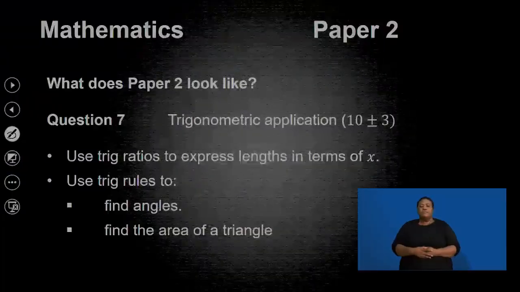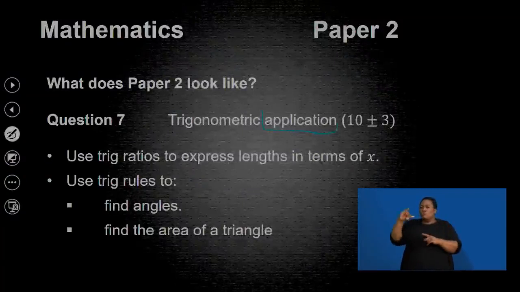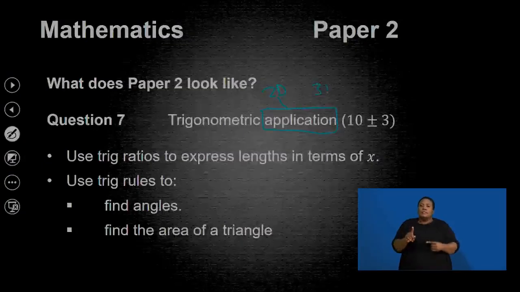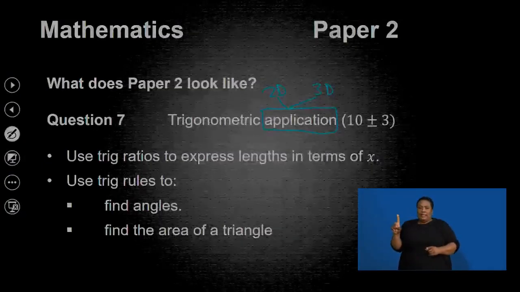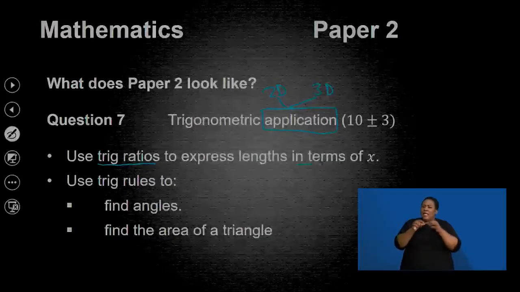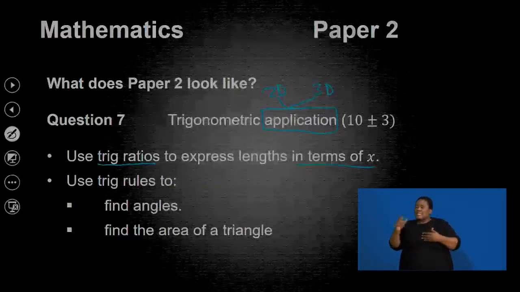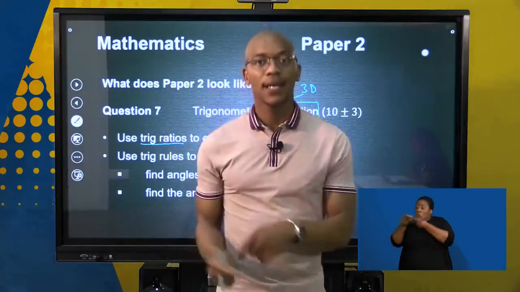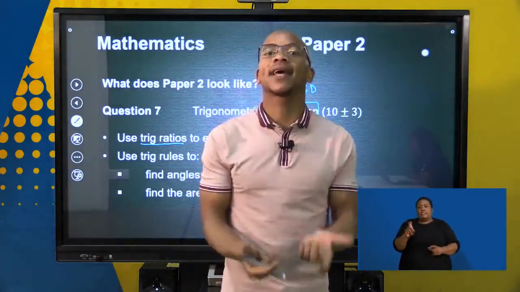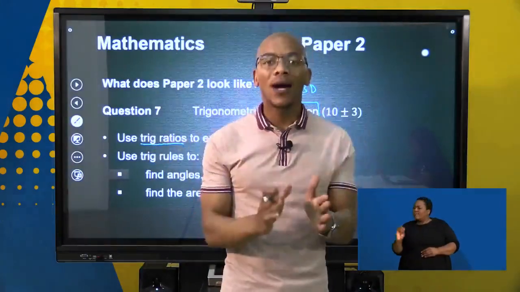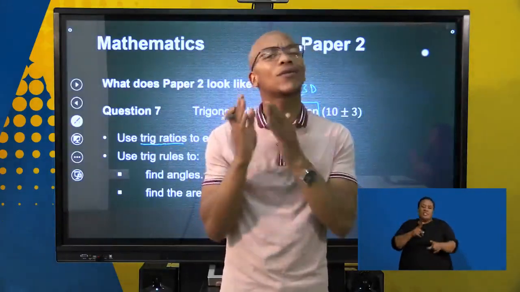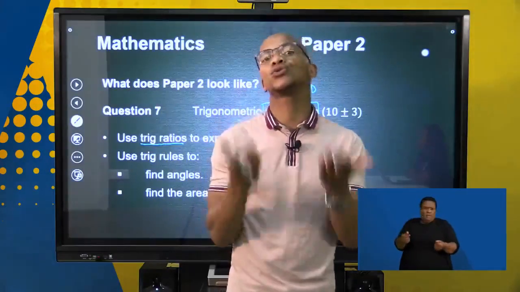And then our question 7 is also trigonometry, but now it's our application of trigonometry. Now application, we're talking about both 2D and 3D. That's mainly where we apply our trigonometry. So we use the ratios to express lengths in terms of x. Guys, when they say in terms of x, they do not mean you need to solve for x. It simply means that your answer should have x as one of the variables. It might have other variables, but as long as there is x in your answer, then you have answered the question correctly. Don't solve for x, because that's not what the question would want you to do there.